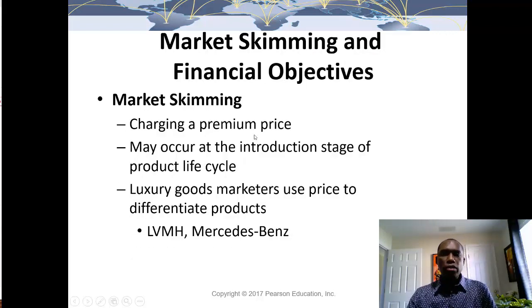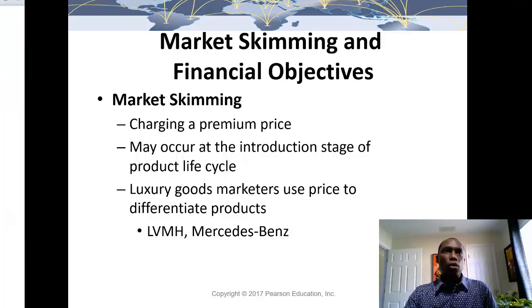So let's go to some of the other strategies. Market skimming. So what is skimming? We know what skimming is. That means you're skimming something off of the top. But what it really means in actuality is that you have a new product, you have an innovation that's going into the market for the first time. And we know about innovations. We know innovations, when they first come out, they're very, very expensive.